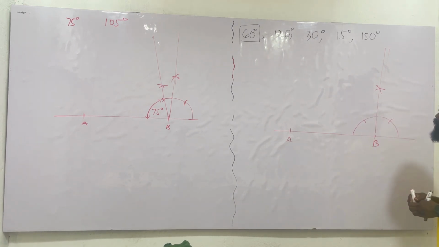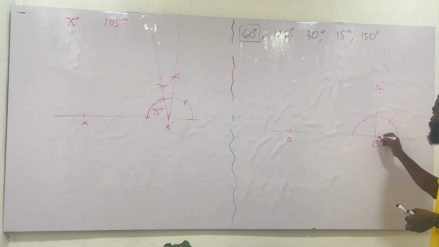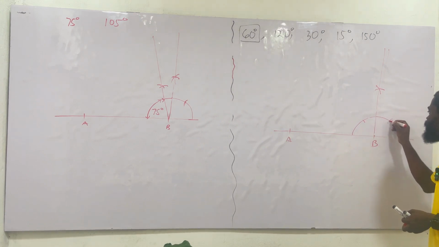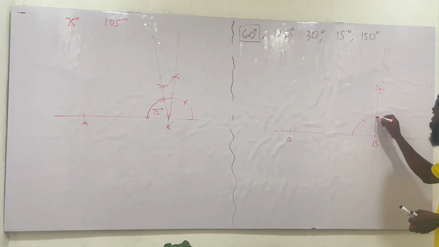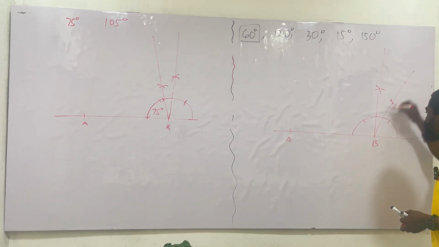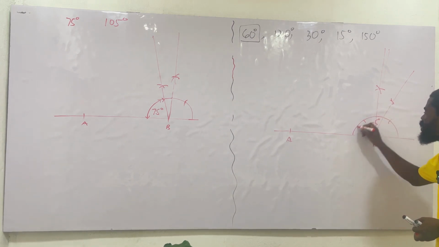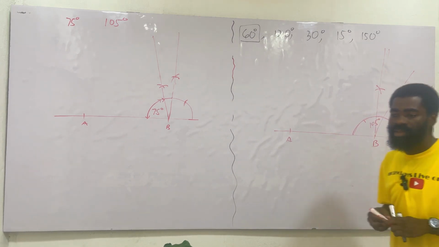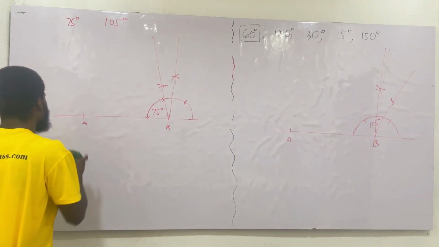We need 105. That means we are going to add 15 to 90 to get 105. How do we get a 15? From here to here is 30. Well, we've bisected this. So I'll stand here, convenient radius and arc with here, and an arc, and I draw through. So I've bisected 30 into 15, 15. This is 105 degrees. So this is how to construct your angles.